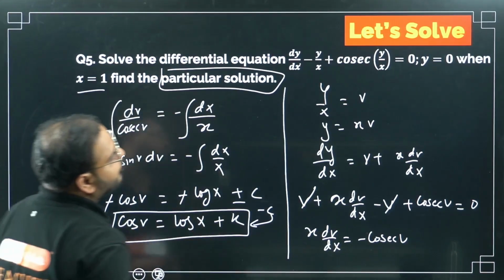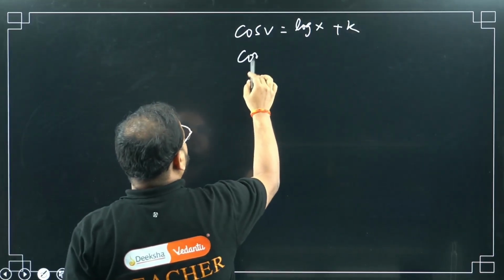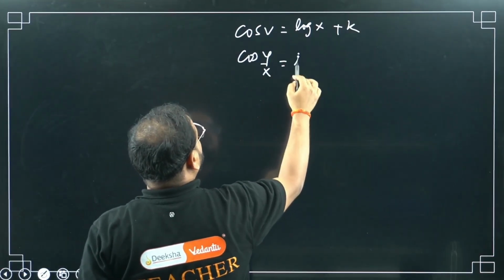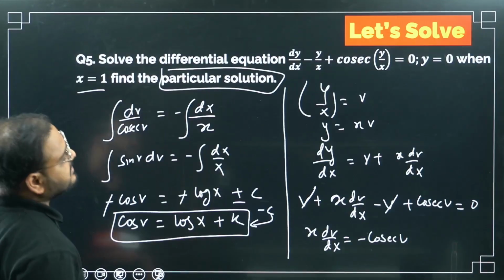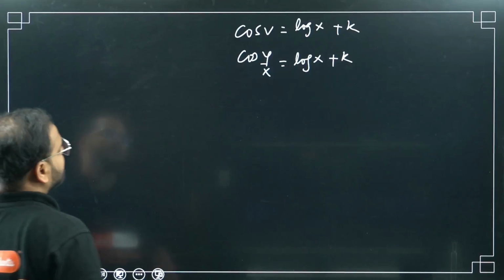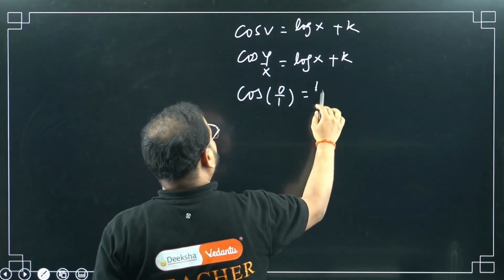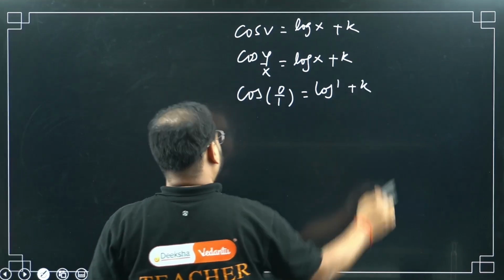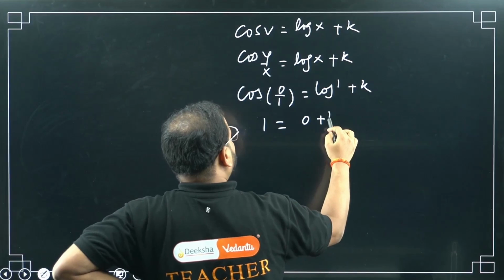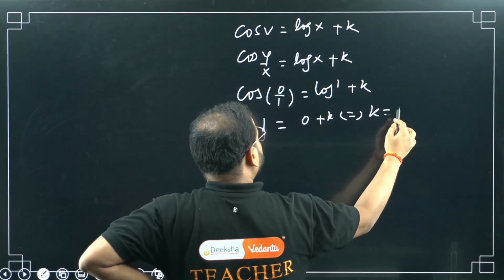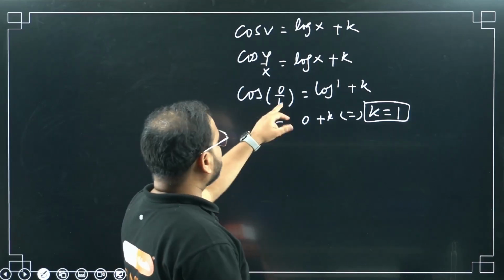Now what is v value? y by x. Put it here. Cos of y by x equals log of x plus k. x and y value they have given. x is 1, y is 0. So put it here. Cos of 0 by 1 equals log of 1 plus k. Yes, how much is that? This is 1, this is 0 plus k. How much is k? k is simply 1, sir. k is simply 1. Log 1 is 0 and cos 0 is 1.